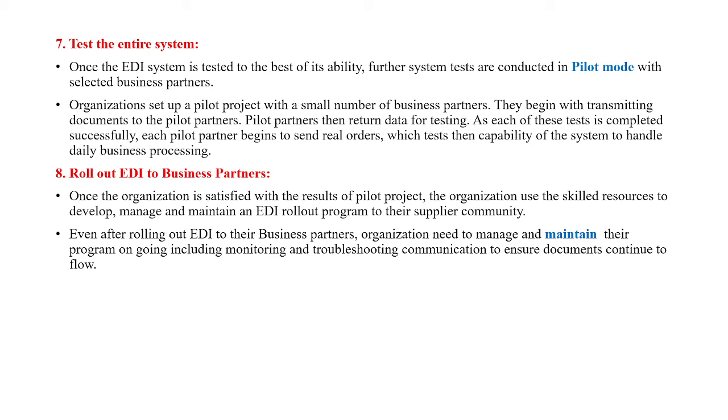For that, the organization is going to set up a pilot project with a small number of business partners. Then they begin by transmitting documents to the pilot partners, and pilot partners then return data for testing. As each of these tests is completed successfully, only then does each pilot partner begin to send real orders, and these real orders test the capability of the system to handle daily business processing. So all these things are done in the seventh step, that is, test the entire system.